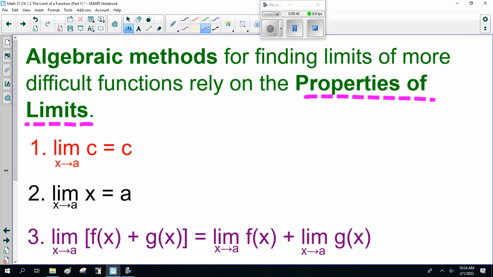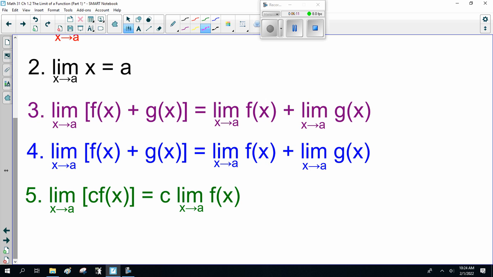First one: the limit as x approaches a of some constant c is c. Now, the limit as x approaches a of x will equal a. The limit as x approaches a of f of x plus g of x is the limit as x approaches a of f of x plus the limit as x approaches a of g of x.